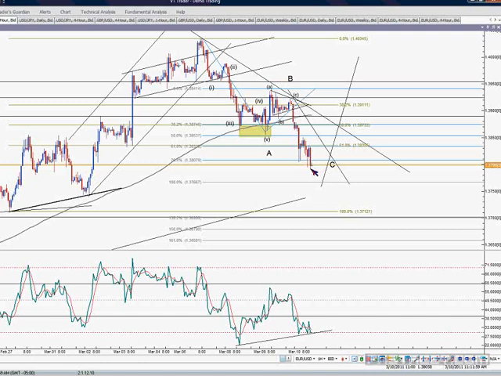And now we're breaking back down. So I'm looking at this. Maybe this is our first. This is 1, and maybe 2, 3, 4, 5 coming down towards 1.37.